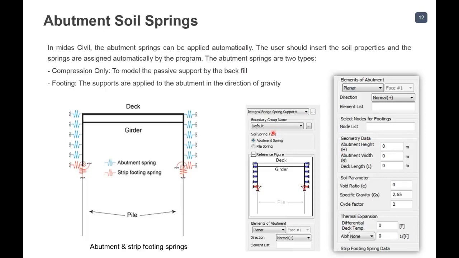Everything is automated in MIDAS Civil. This saves a lot of time for you as designers. You just need to click these buttons and give the soil information here, and the program will generate these springs. The blue ones are your abutment springs, and at the bottom of the abutment, if you have a footing, then you can go for strip footing spring. If not, if you have piles, then you can give the piles.